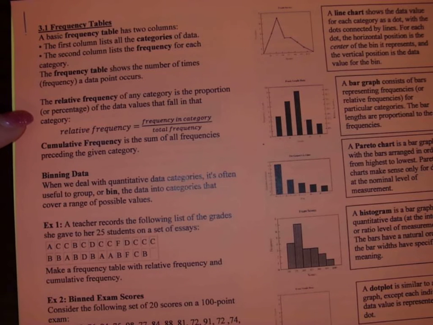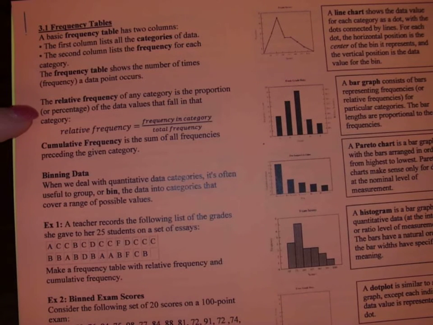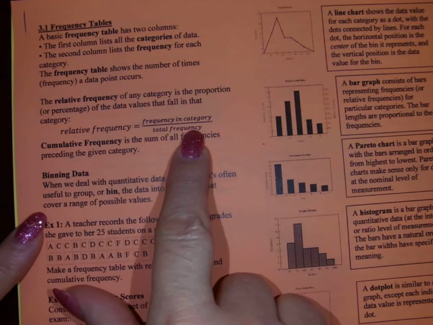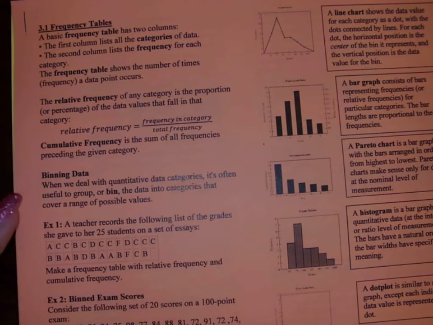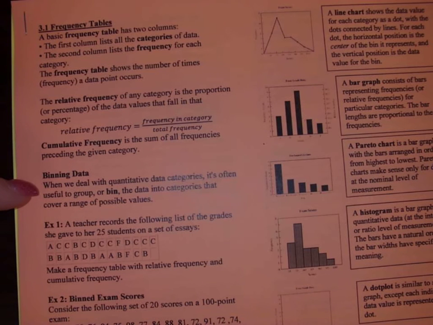The relative frequency of any category is the proportion or the percentage of the data values that fall in that category. So it'll be the frequency in the category over the total frequency. And then there's the cumulative frequency. It's going to be the sum of all frequencies preceding the given category.